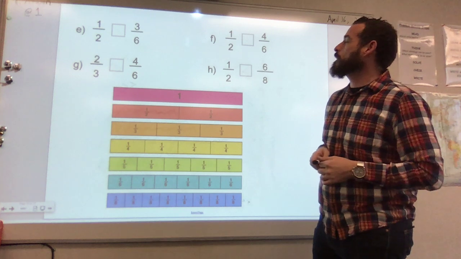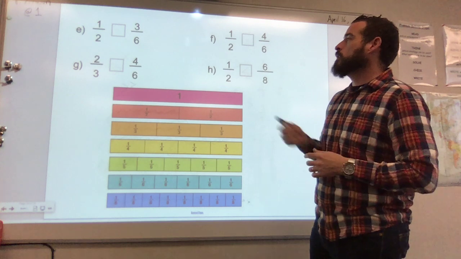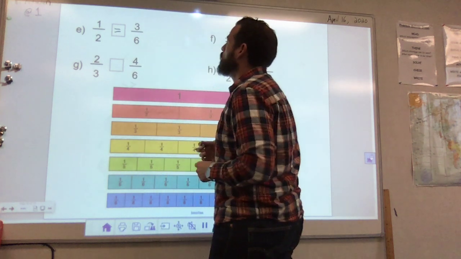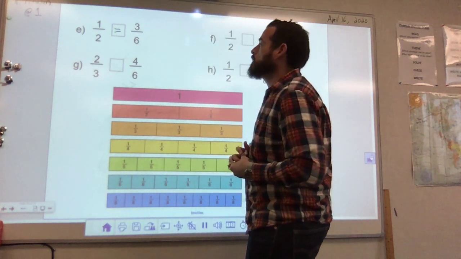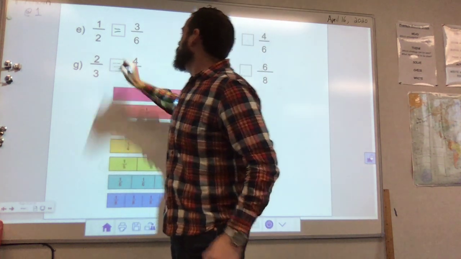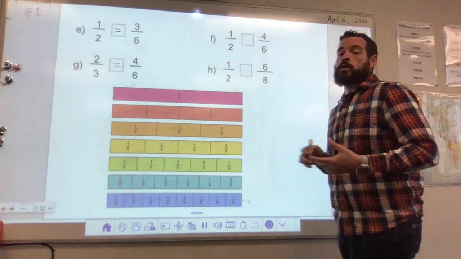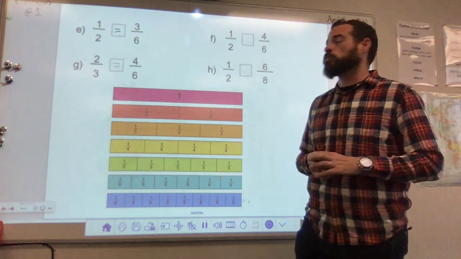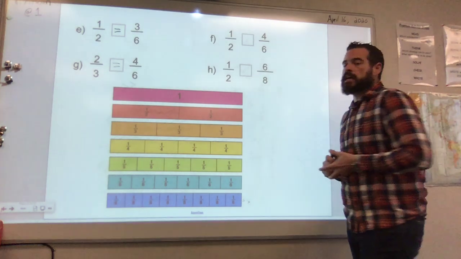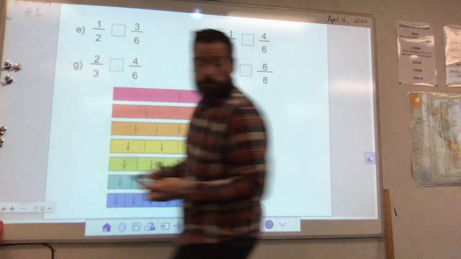So 2 fractions, same amount, different numbers. If you remember E, 1/2 equals 3/6, and then G, 2/3 equals 4/6. The other 2, we did not have equivalent or equal fractions. So those were the 2. So that just shows you that you can have these different numbers. They can show the same amount because of how you're dividing a whole into equal parts.